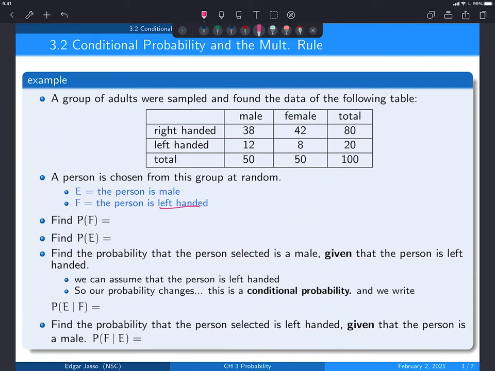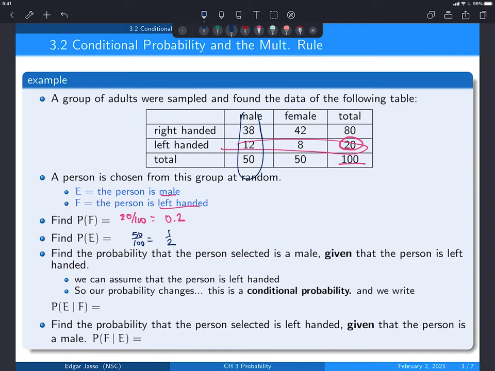So left-handed, you're reading this row. There's 20 left-handed out of the total, so it's 20 out of 100. So 0.2. Now find the probability of E, which is that the person is a male. So for that, I'm looking at this here. And the males are 50, so it's 50 out of 100. So it's 1/2. This is my answer. It's very simple, just reading from the table.